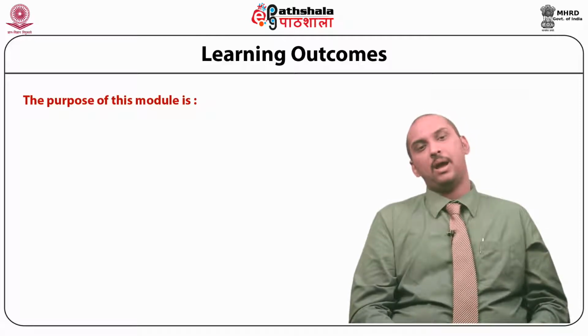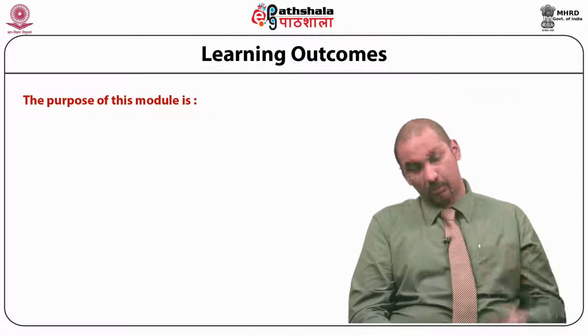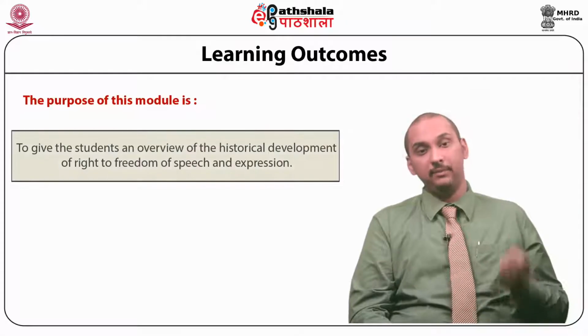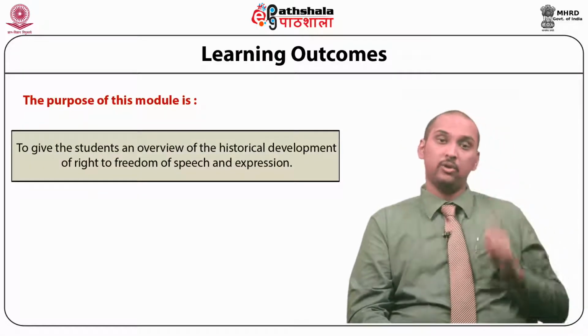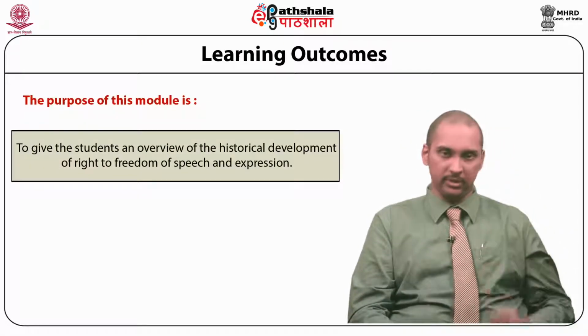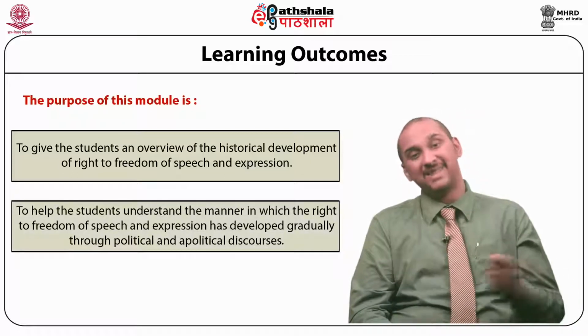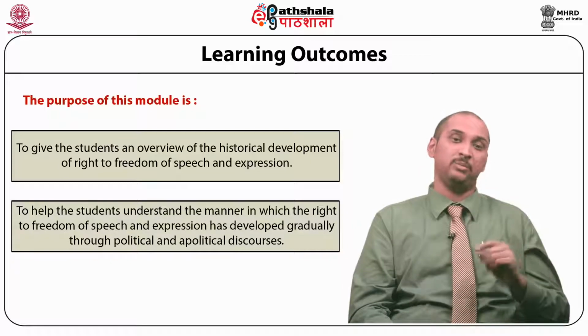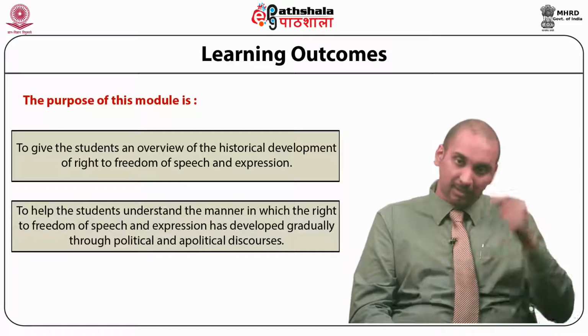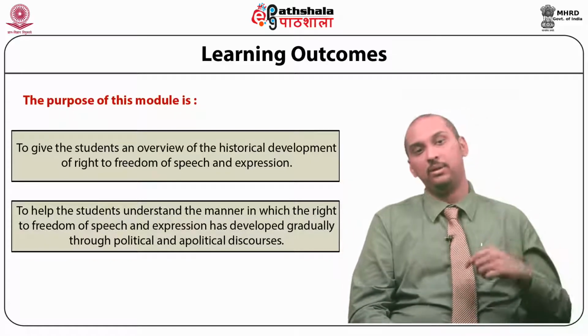Now, we come to the learning outcomes of this module. The first proposed outcome is to give the students an overview of the historical development of the right to free speech and expression. The second objective is to help the student understand the manner in which the right to free speech and expression has developed gradually through political and apolitical discourses.